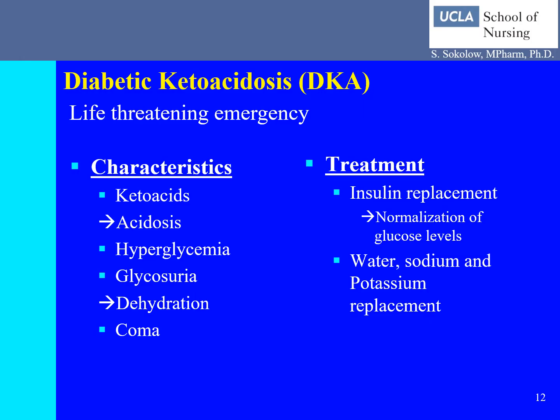So this is definitely a life-threatening emergency, and as I mentioned on the previous slide, it's characterized by ketoacidosis, which leads to acidosis, hyperglycemia, glycosuria, dehydration, and coma. The treatment is to give insulin IV ASAP, so insulin replacement, to restore the glucose level to a normal level. And then you want to treat the dehydration and the loss of electrolytes with water, sodium, and potassium.